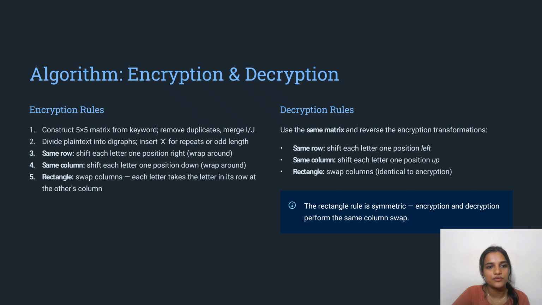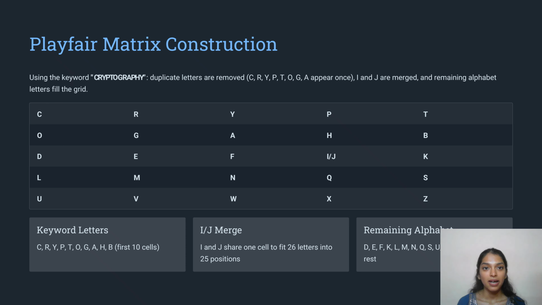Now the decryption rules. Decryption simply reverses the process using the same matrix. If it's the same row, shift left instead of right. If it's the same column, shift up instead of down. For the rectangle, swap the columns. This rule is actually symmetric. It works identically for both encryption and decryption. That's the complete algorithm. Now let's see the Playfair matrix constructed using the keyword "cryptography".